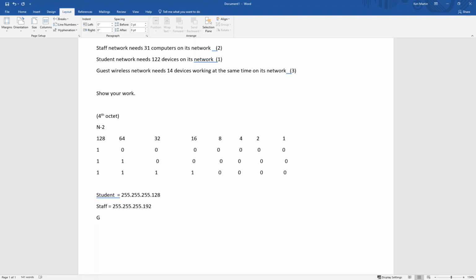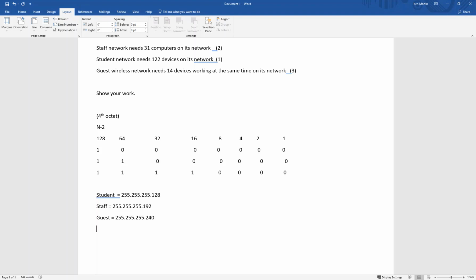And then finally, we've got that guest wireless we want to set up. And it's the same process. We add the bit values. So 128 plus 64 plus 32 plus 16, or 128, 192, 224, 240. So 255.255.255.240. All right, so we're getting there.